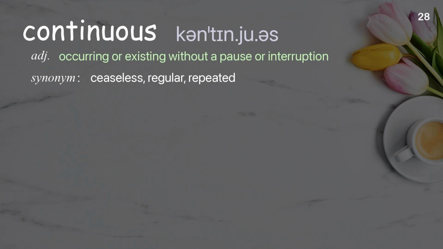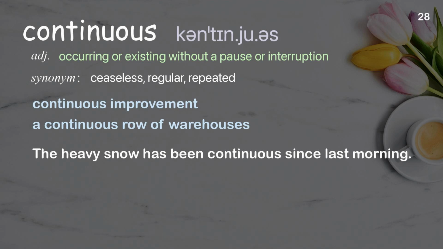Continuous. Occurring or existing without a pause or interruption. Examples: Continuous improvement. A continuous row of warehouses. The heavy snow has been continuous since last morning.